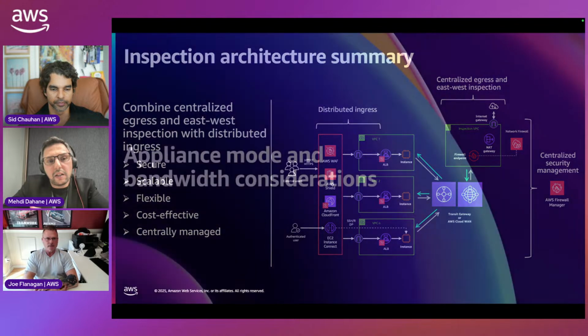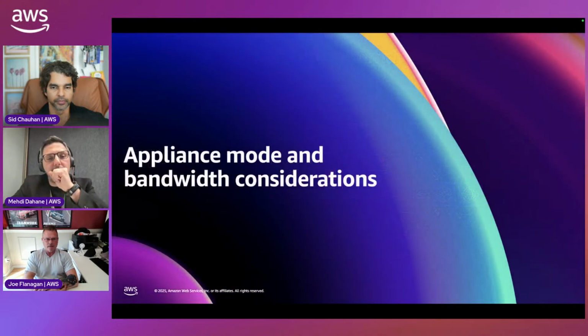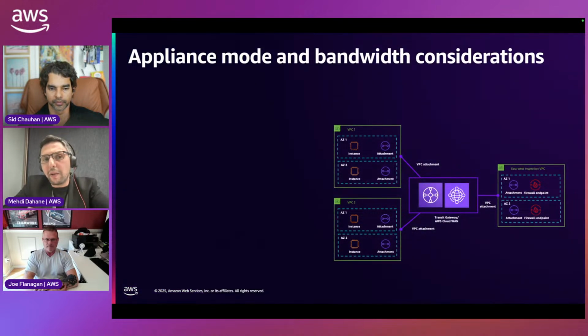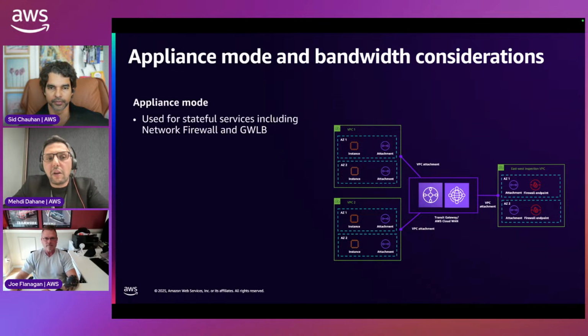And then, centralizing brings some considerations, I should say. I want to talk about something called appliance mode and bandwidth consideration. Appliance mode is something that a lot of people are familiar with, but I wanted to cover it because when I talk to a lot of customers, it's not fully understood. So I thought I'd cover it quickly, just to make sure we're all on the same page. Appliance mode is something that you need to enable when you deploy stateful devices in your environment.